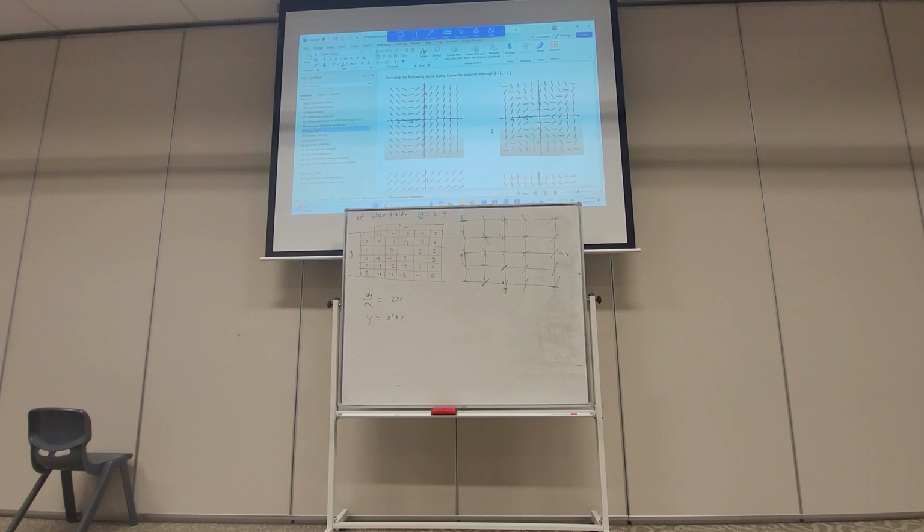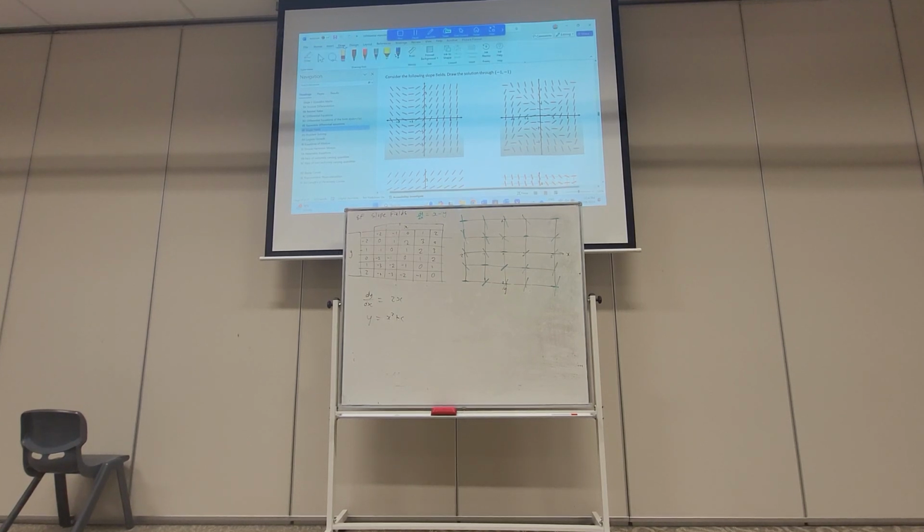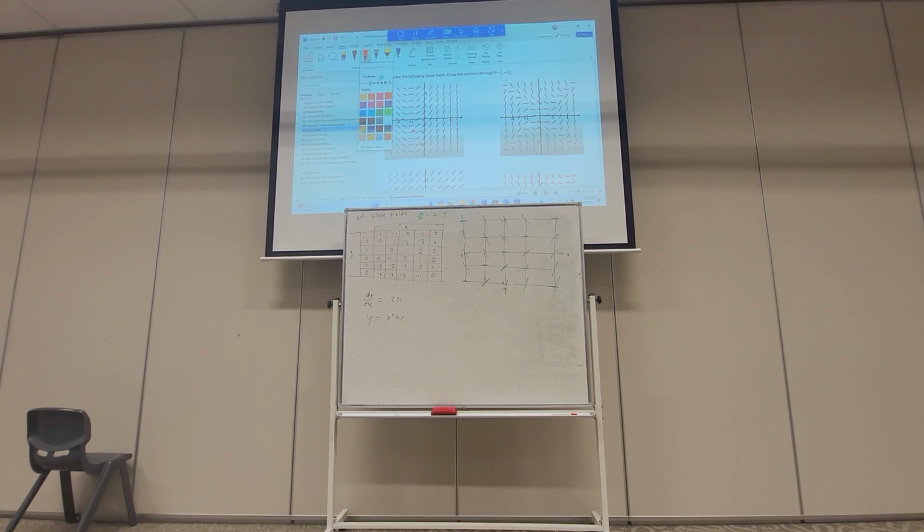So we're presented with a number of slope fields here, and we're going to draw solutions through them. So the first one says, consider the following slope fields. Draw the solution through x is minus 1, y is minus 1. So what we're going to do is start with a point at x is minus 1, y is minus 1. That's here. And at that point, I'm going to make it fatter. At that point, the slope is horizontal. Okay, so it's here. The slope is horizontal.